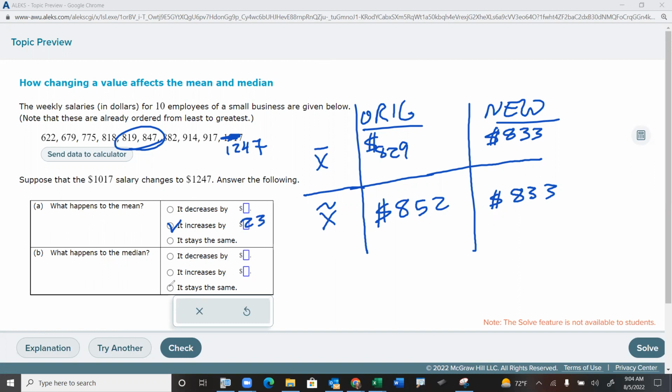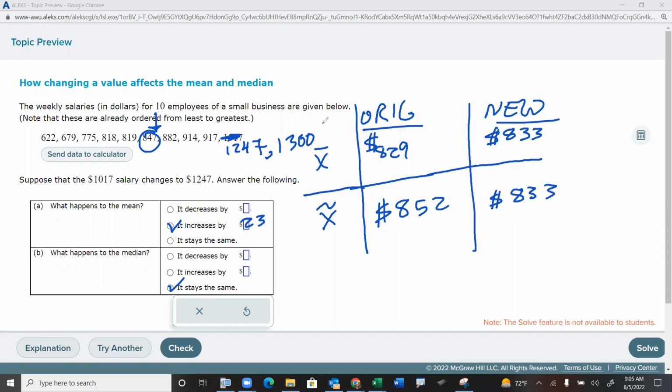What happens to the median? It stays the same. Okay, and so those are things to be aware of. Now, if we had tacked on an 11th number, like 1300 or whatever, now the median is going to change. There's 11 numbers. That's an odd number. And therefore the middle number, 847, would have been the median. Okay. And so if that had been the case, then the median would have changed, but well, that wasn't the case.